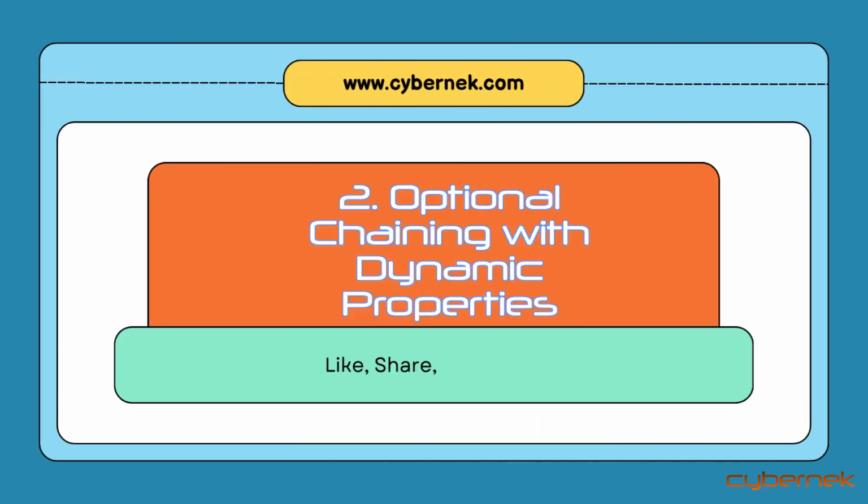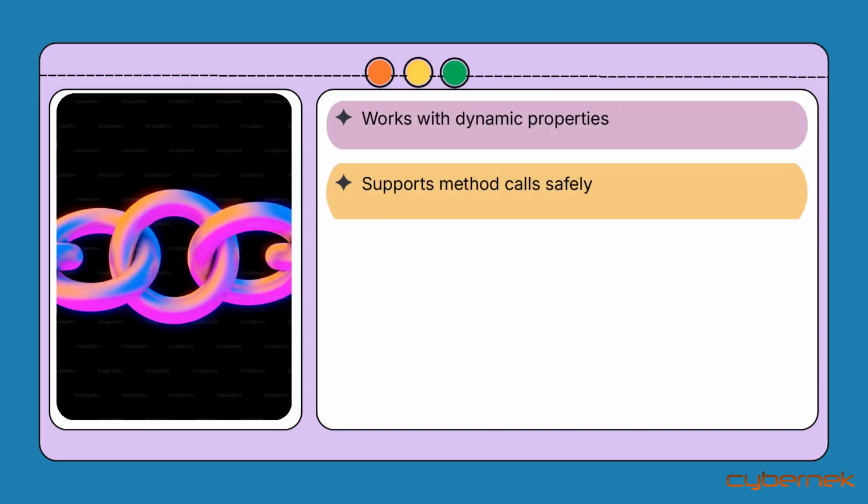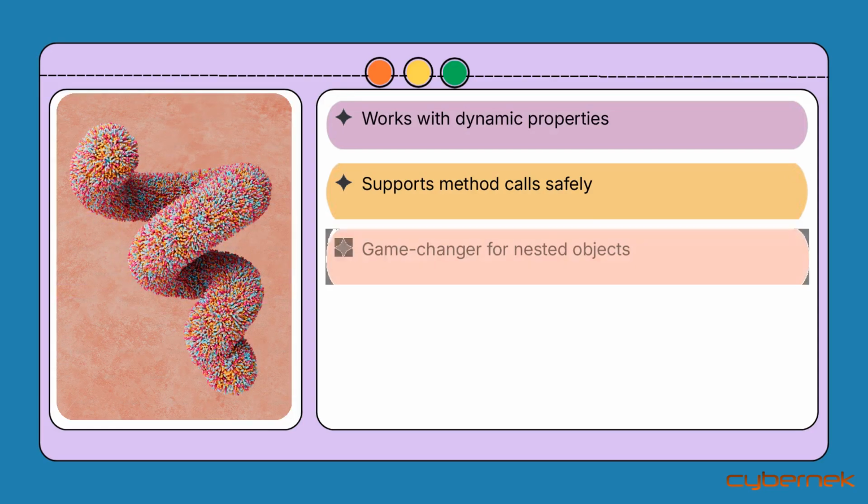2. Optional chaining with dynamic properties. You probably know about optional chaining, but did you know you can use it with dynamic properties and method calls? This is a game changer for dealing with complex nested objects.